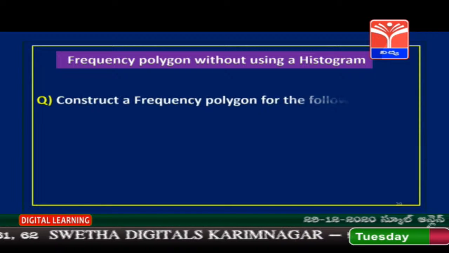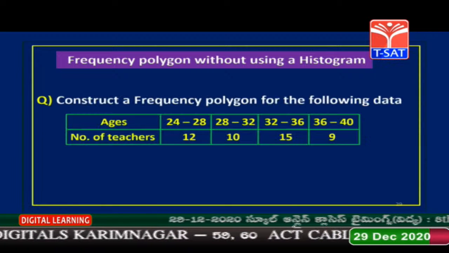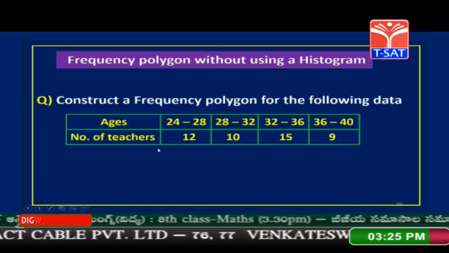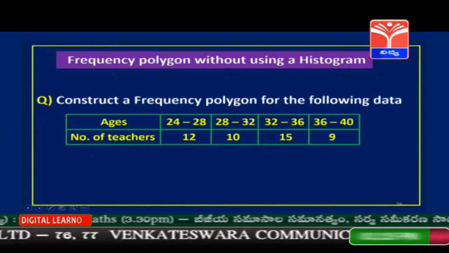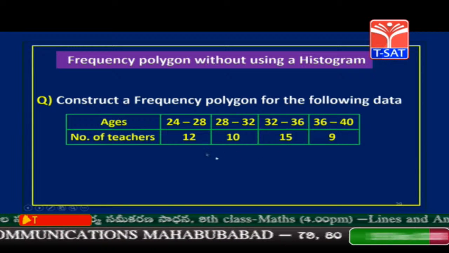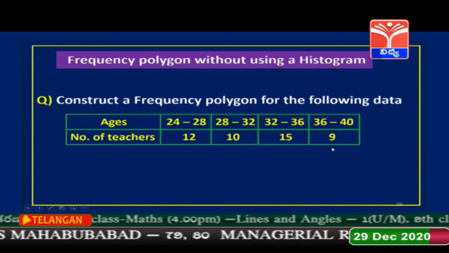Frequency polygon without using a histogram. Let us construct a frequency polygon for the following data. See children, here ages are given and number of teachers are given: 24 to 28, 28 to 32, 32 to 36, 36 to 40, and the frequencies are 12, 10, 15, 9.